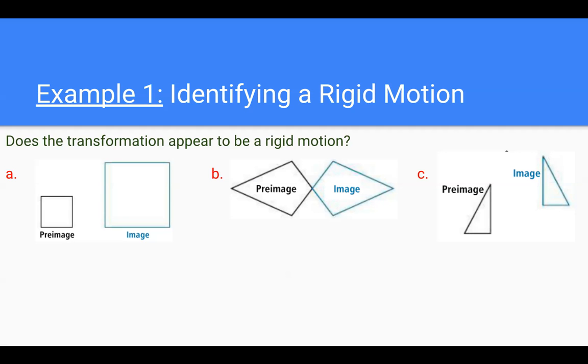So let's take a look at an example here. Identifying something as a rigid motion. We discussed what a rigid motion was and the fact that it preserves angle measure and distance. As we look at this first one, we have to decide, in A, B, or C, does the preimage change? Does it change size? Is it just rotated? Is it flipped? So we have to decide, what is that transformation?